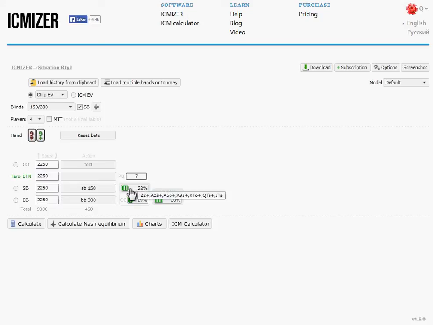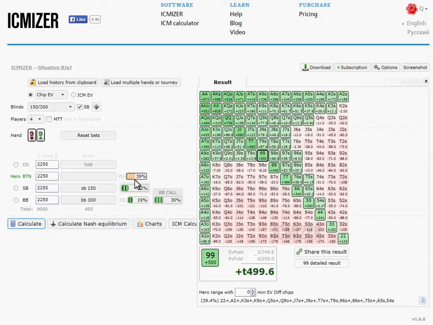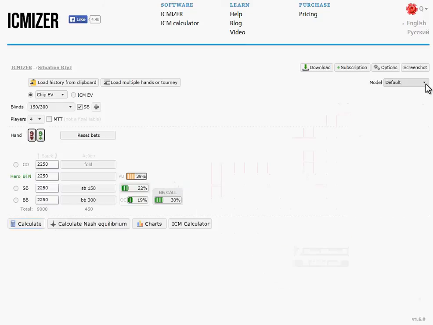If the small blind folds and he is not dealt the range which he will call with, there is a chance that the big blind will call with a certain range. Here we can see that if the big blind isn't dealt his 22%, and the small blind isn't dealt his 22% range, then the big blind will call our push in 30% of cases. And let's see what this means. It means that we can push 39% of hands.